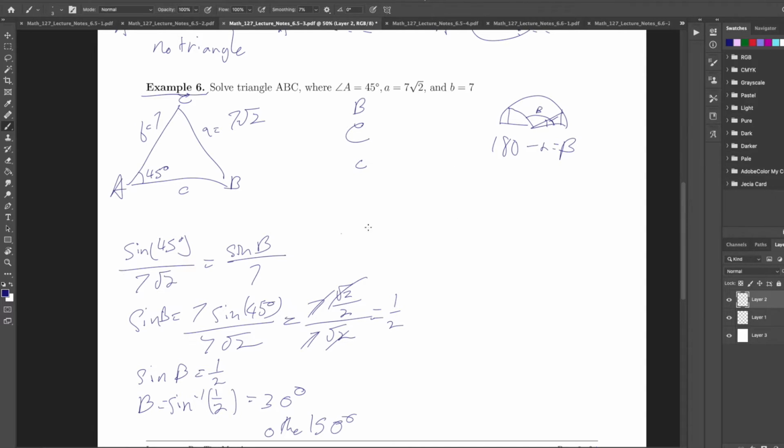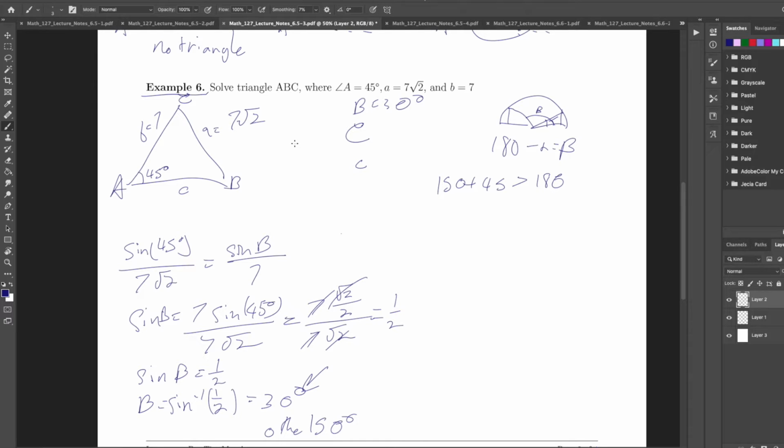In this case, 30 degrees makes sense because 150 plus 45 is over 180. 150 plus 45 is greater than 180 degrees, so that doesn't make a triangle. So this is the only one that makes a triangle. We know that B equals 30 degrees is the only triangle that we have.